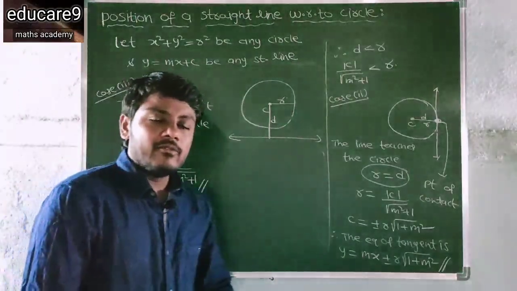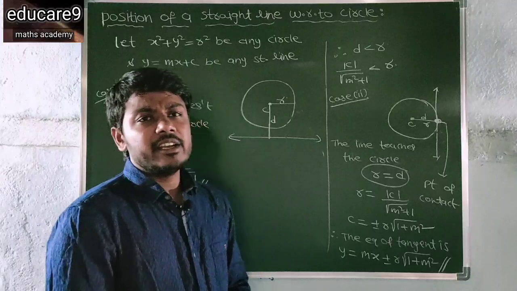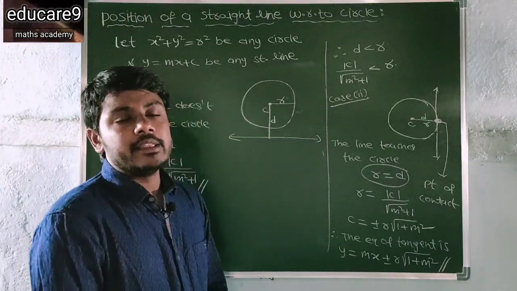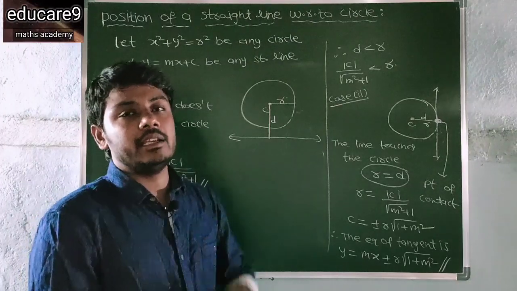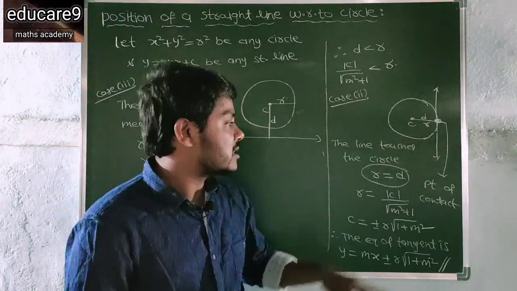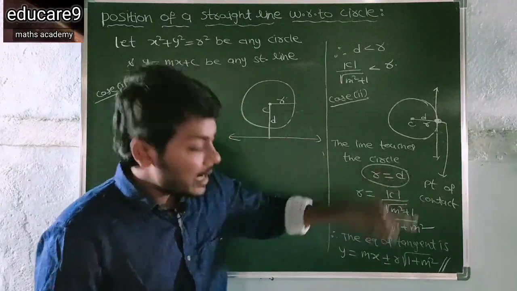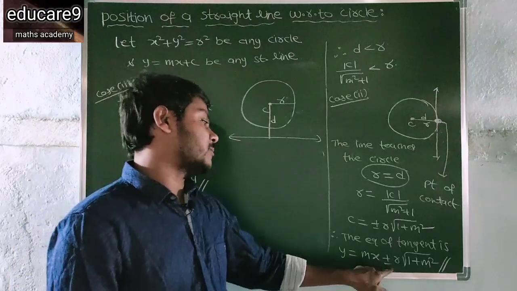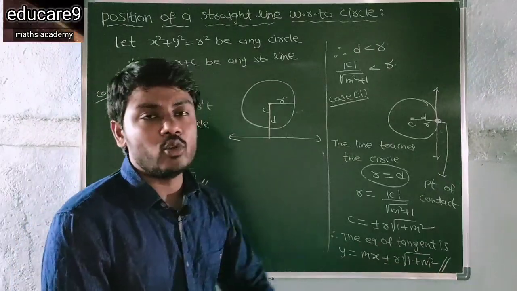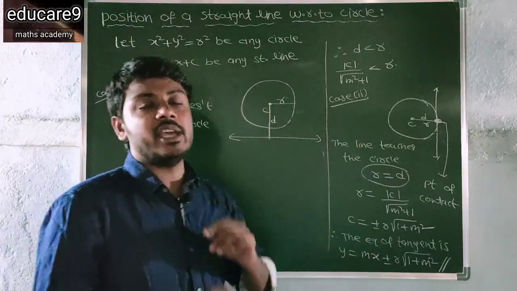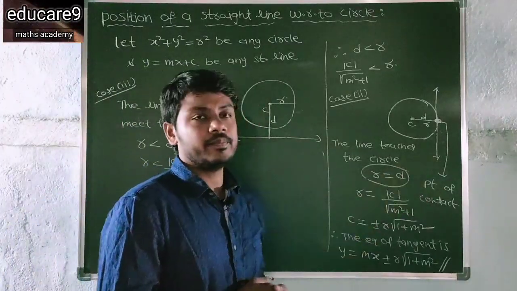So clearly from this you can say that if the line intersects the circle at two distinct points, then r is greater than d. If the line touches the circle, in that case r is equal to d, and the equation of the tangent is y is equal to mx plus or minus r into under root of 1 plus m square, and m is the slope of the tangent line.